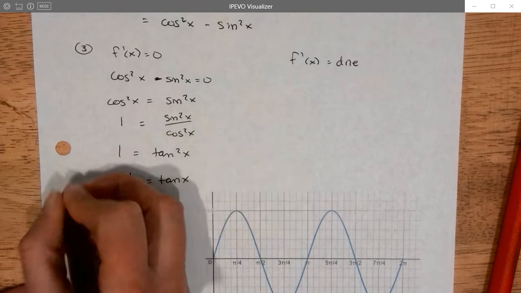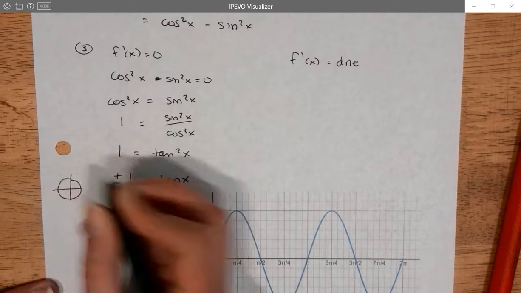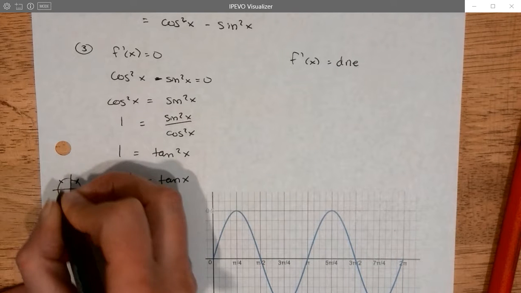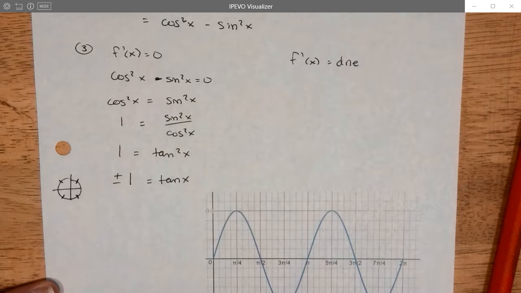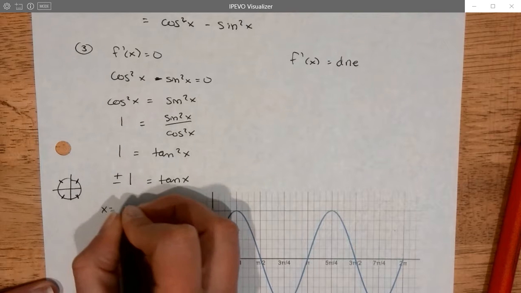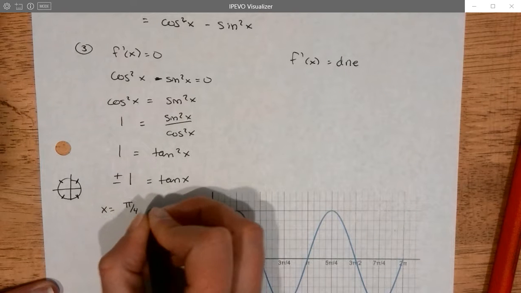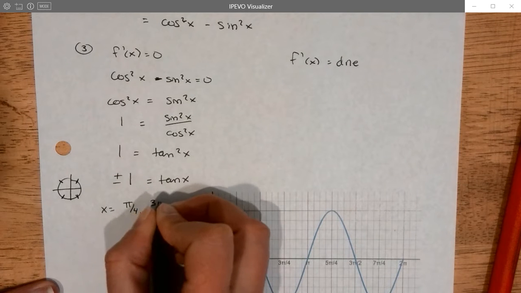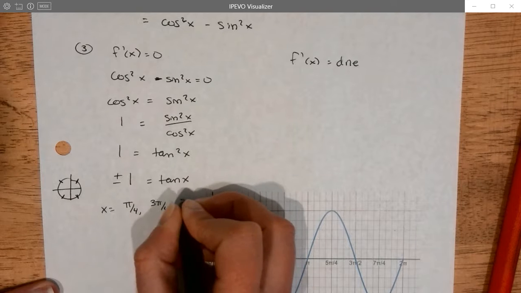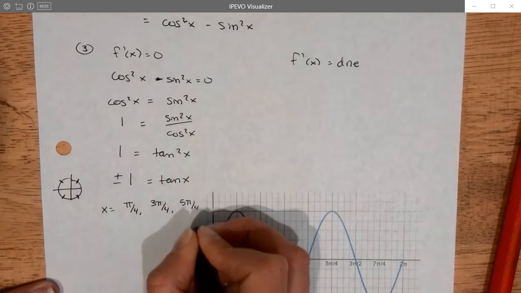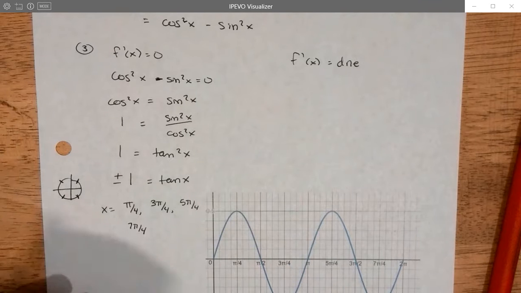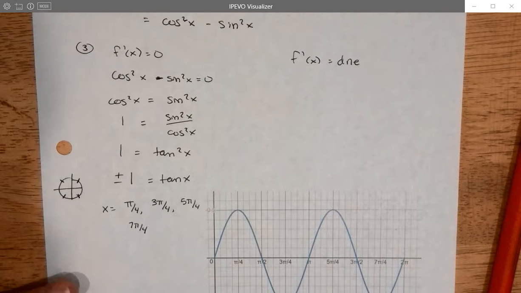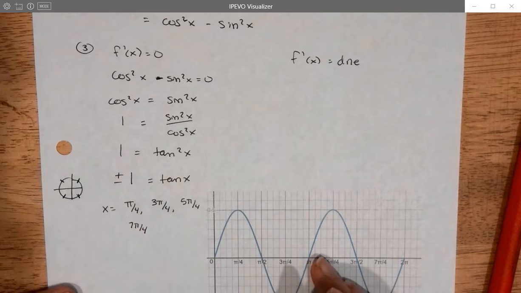Now in the unit circle, if I'm looking for places where tangent is equal to 1, I want my sine values and my cosine values to be equal. And if I want plus or minus 1, it's going to give me all those pi fourth multiples. So it's going to give me x equals pi fourths, x equals 3 pi fourths, x equals 5 pi fourths, and x equals 7 pi fourths. All those pi fourth multiples will divide to negative 1 or 1 on the unit circle. So those are my 1, 2, 3, 4 critical points so far.